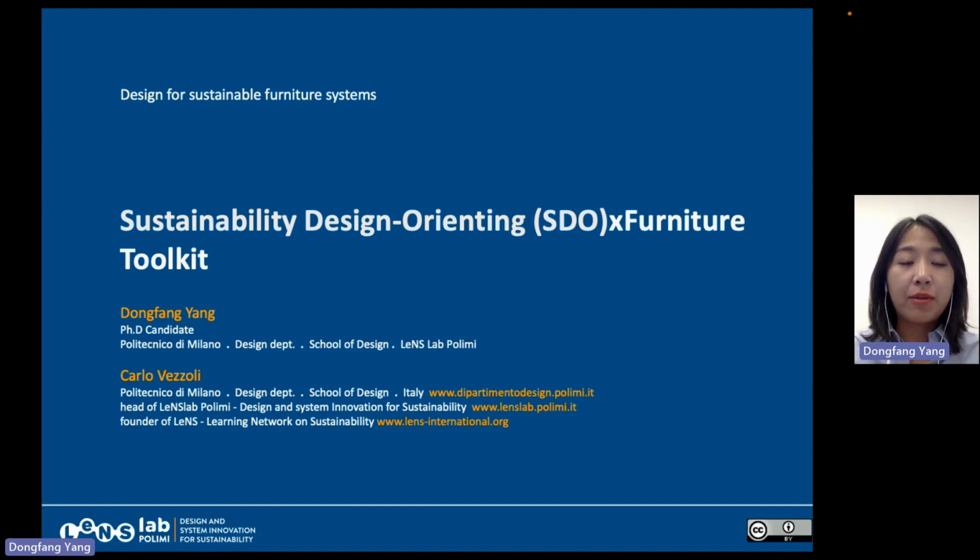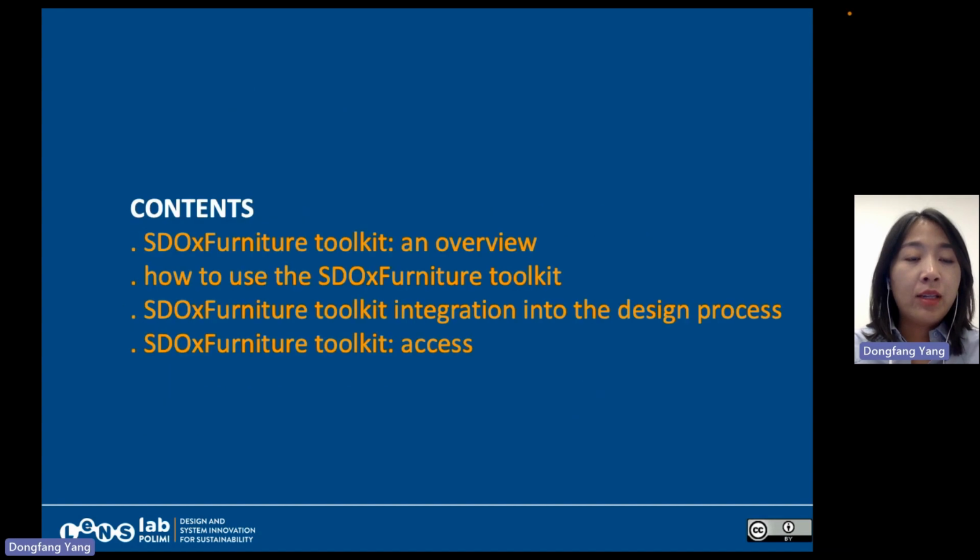In this video, I'm going to introduce the Sustainability Design Orienting Furniture Toolkit. This toolkit is used to facilitate the development of furniture sustainable product service system solutions. I will introduce the overview of the toolkit, how to use the toolkit, integration into the design process, and how to access the toolkit.